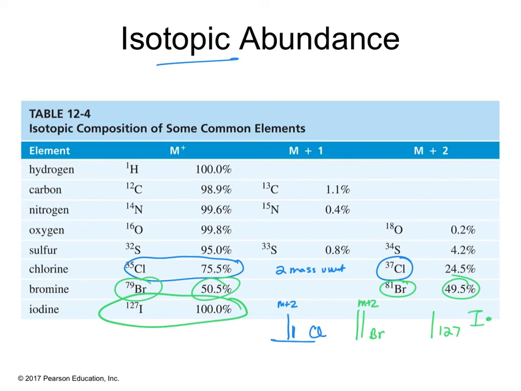Iodide, you will actually see a peak at 127, because iodide will fragment. Why? You all know this. Iodide is very stable, so iodide is a great leaving group.